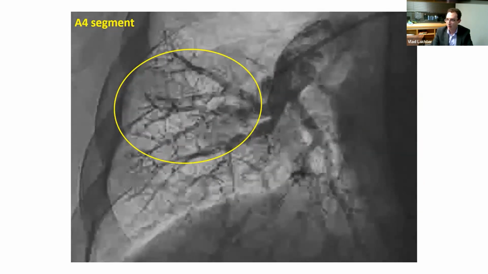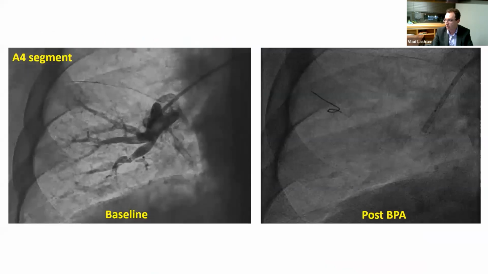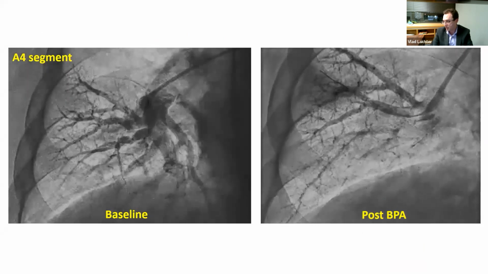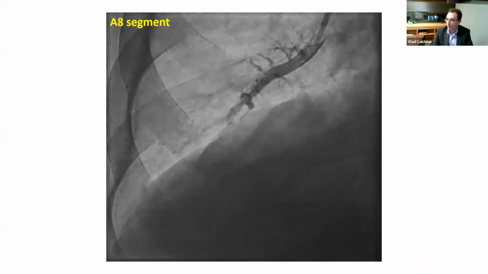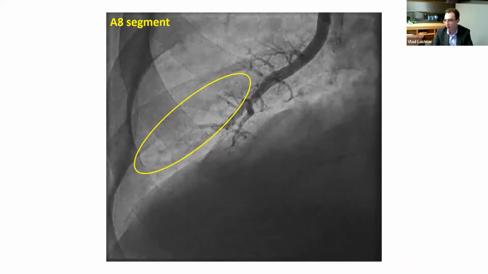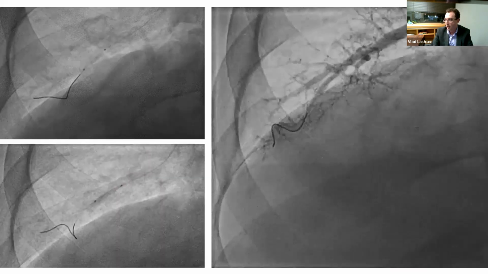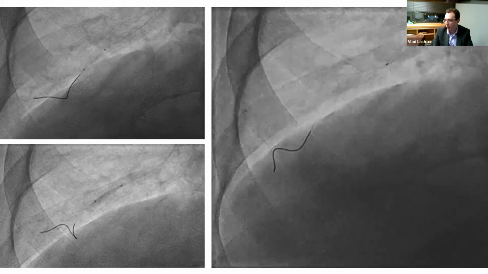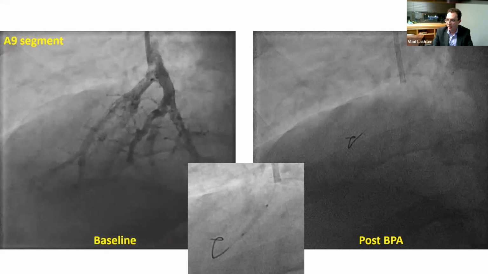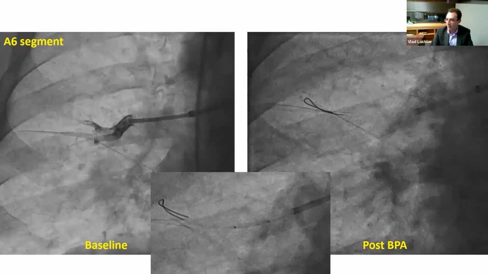So here's the right middle lobe, the lateral segment. Again, balloon angioplasty with an undersized balloon, and you'll see that the flow and the perfusion improve, but you can still see residual stenosis. This is A8. In this case, the vessel appeared to be diffusely diseased in the mid to distal segment, but the wire passed fairly easily, and afterwards there was very nice restoration of flow as well as pulmonary venous return.